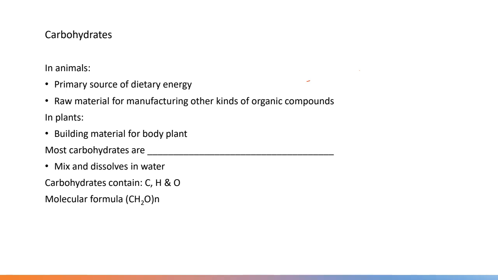Okay, let's start with carbohydrates. In animals, it's going to be our primary source of energy. So a way to think about it is, it's the quickest source of energy. We're also going to be using some sugars. I'm going to put them into different kinds of organic compounds. So they're going to serve as raw material for manufacturing organic compounds.